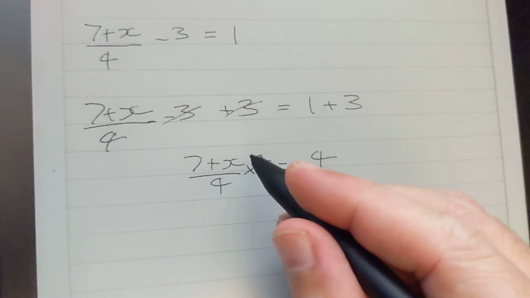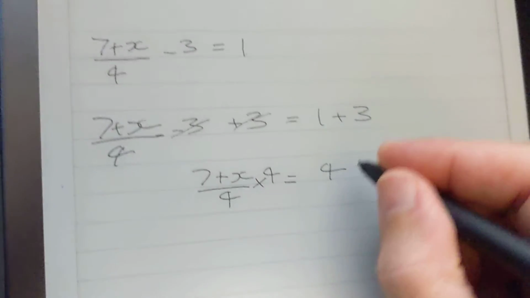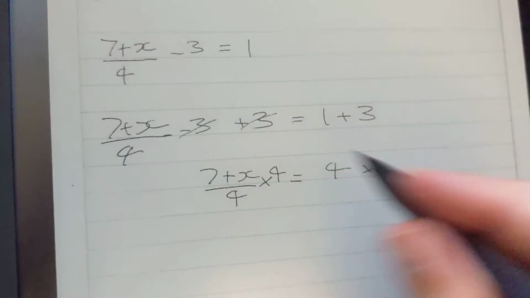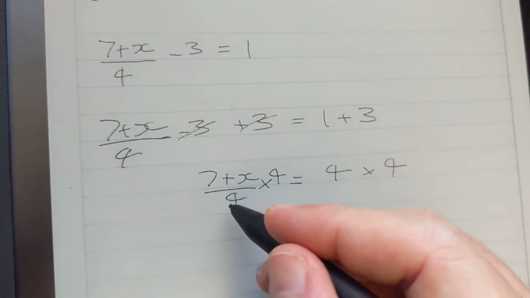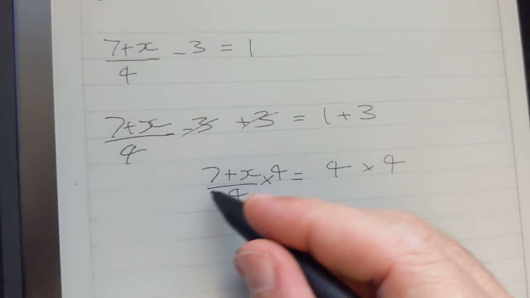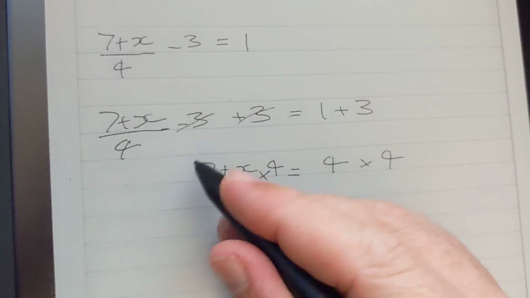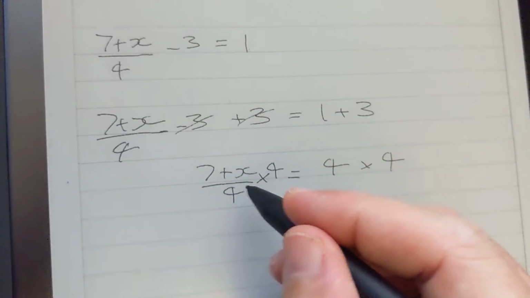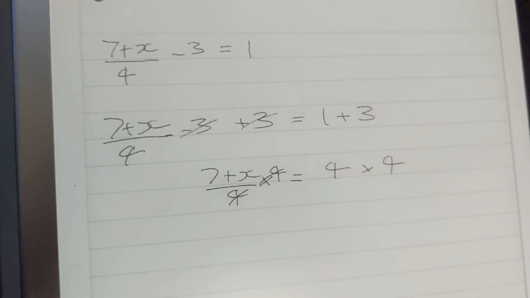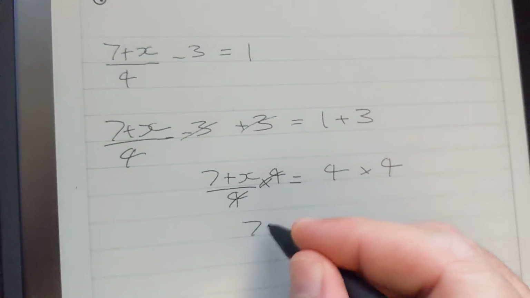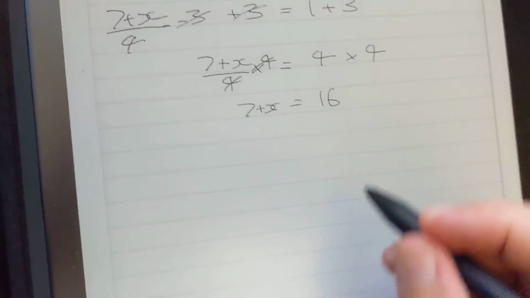But if I'm going to multiply all of that by 4, I need to do the same. So if I'm multiplying all of the left side by 4, I have to multiply all the right side by 4. Well, 7 plus x divided by 4, multiplied by 4, it doesn't really matter what is here. If I divide by 4 and multiply by 4, those 4's effectively cancel out, and I end up with 7 plus x equals 16. I'm nearly there.